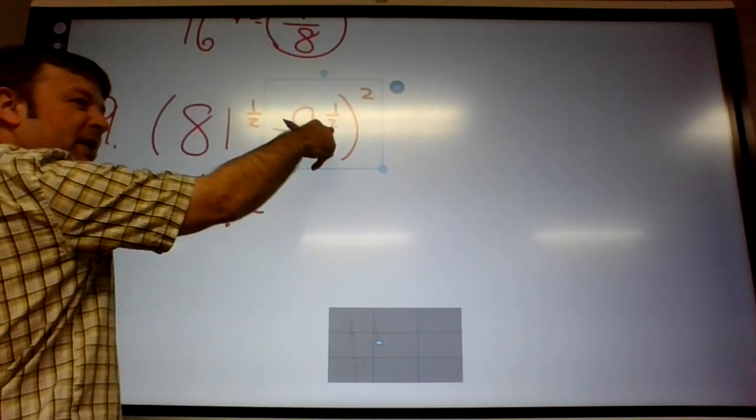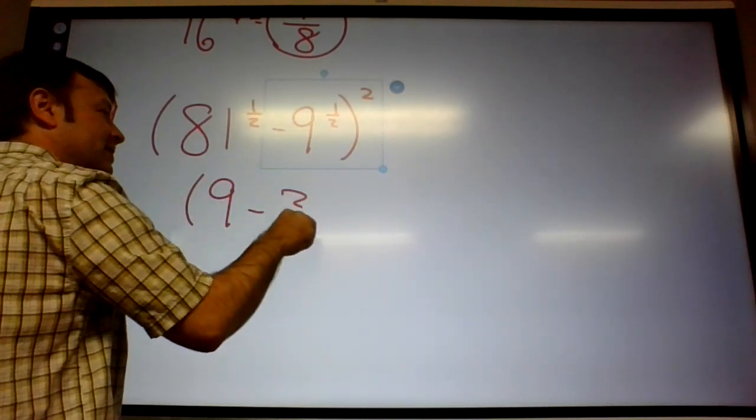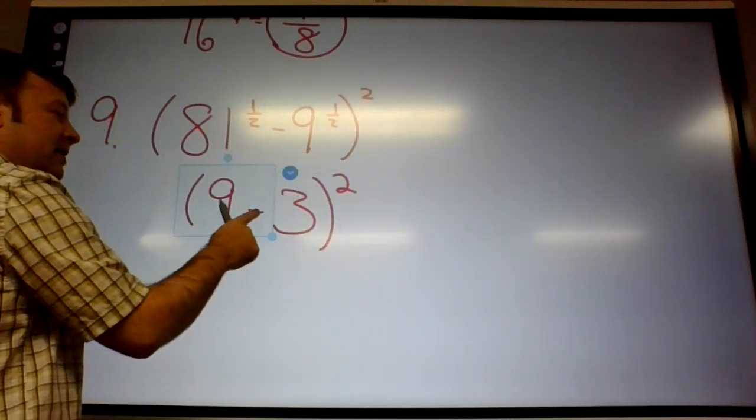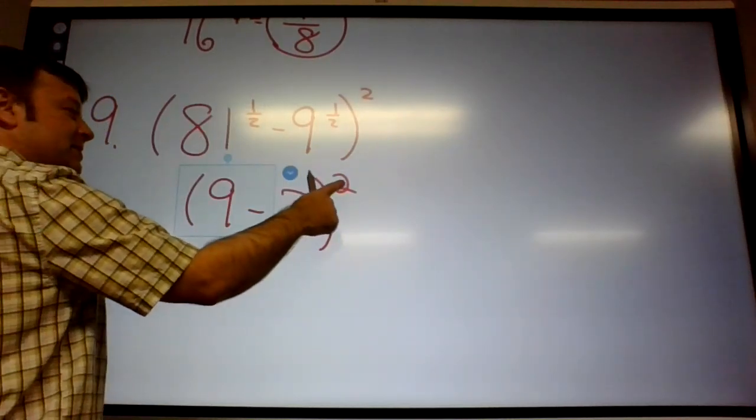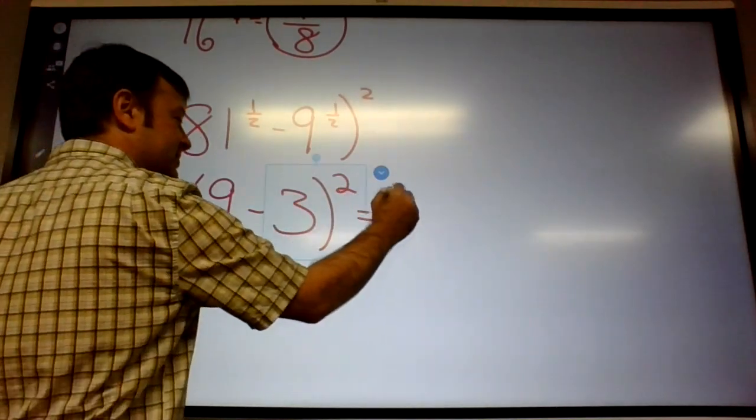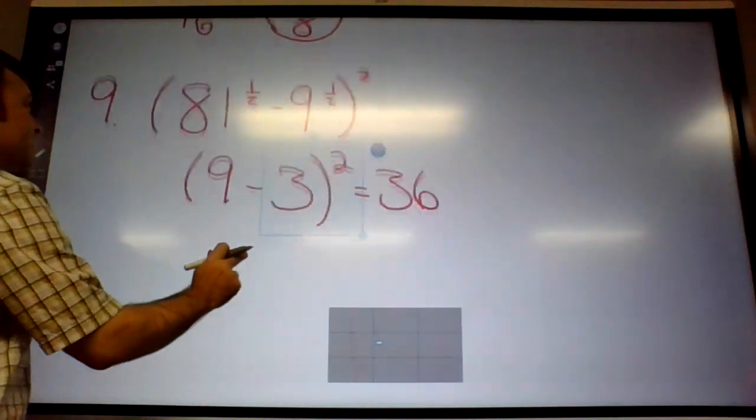What's 9 to the 1/2 power? 6. 9 minus 3 is 6. 6 squared is 36.